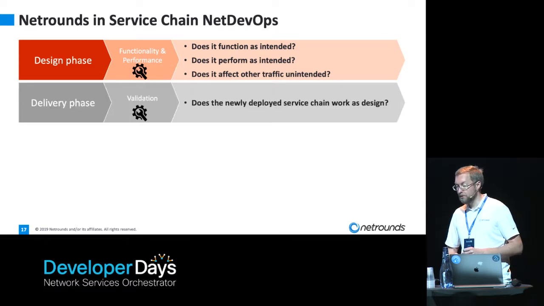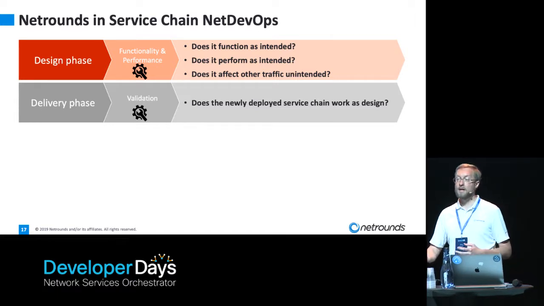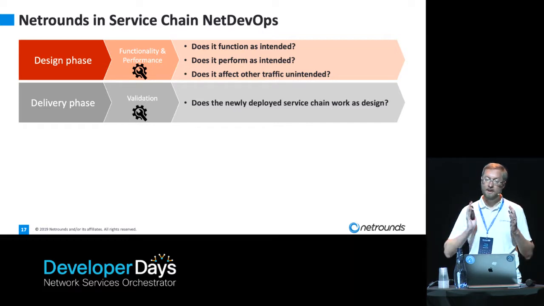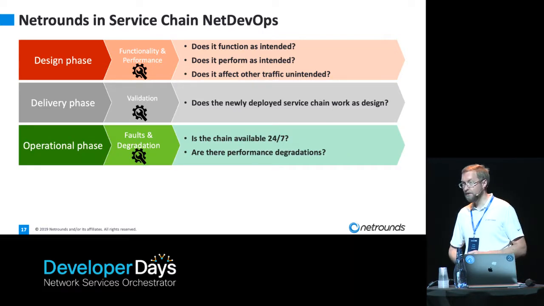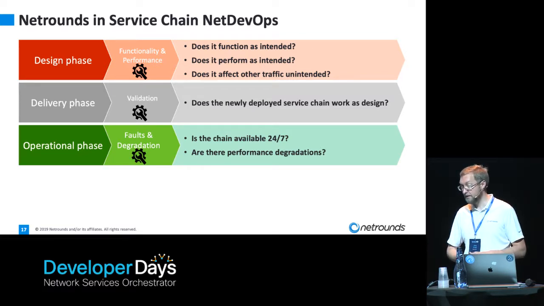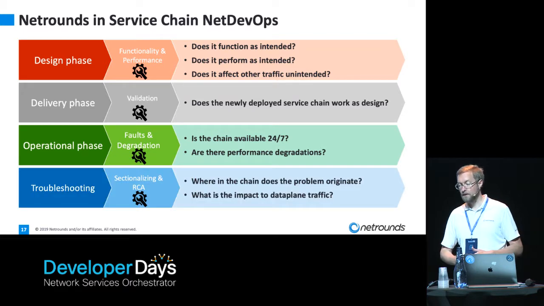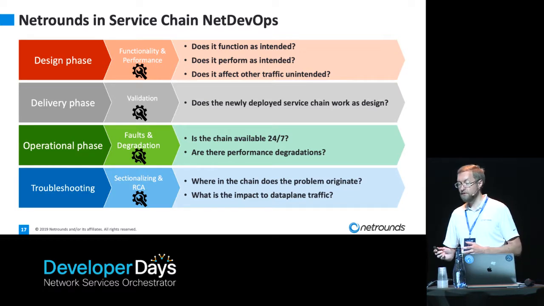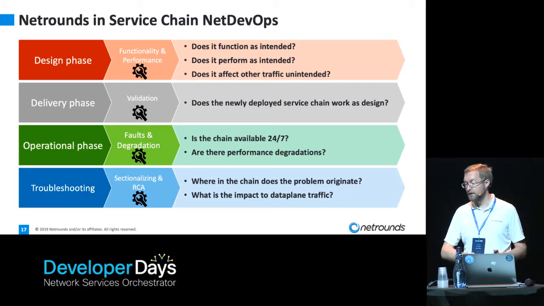Then when you deliver this service chain to your customers, for every single service chain that you spin up, we can do the same tests as we did in the design phase, validating that each chain is performing exactly as it should. And then during operations, we can monitor the service chain to see if it's available 24/7 as it should, and if there is any degradation of the performance happening over time, and then provide alerts when this happens, of course. And then we have tools for troubleshooting service chains and VNFs, so identifying what component in the chain is faulty and what is the actual impact to data link traffic going through the chain.